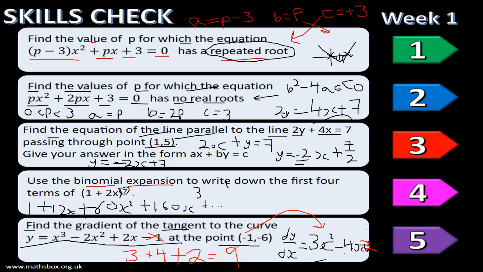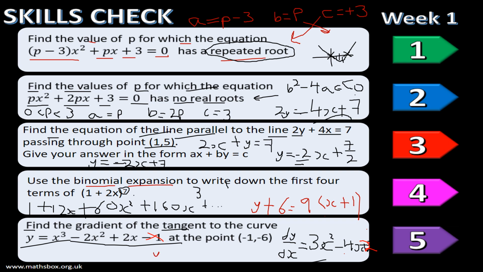Now I'm going to use the formula y - y1 = m(x - x1). So I'm going to have y + 6, remember that's y1, so y - (-6) becomes y + 6, equal to m(x - x1). So m is going to be 9, and x - (-1) becomes x + 1. Expand this bracket out and subtract 6 on both sides.